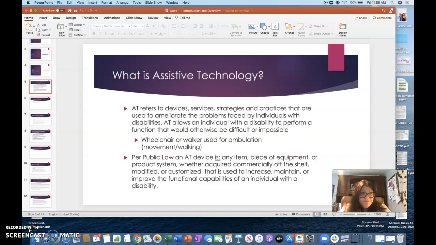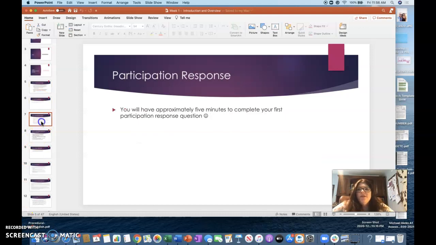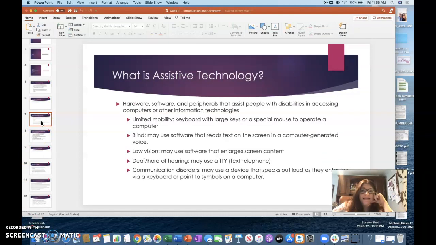There is public law that defines an AT device as any item, piece of equipment, product, system, whether it's commercially available off the shelf, if it's modified, customized, or even created and generated by us as practitioners, that will be used to increase, maintain, or improve the functional capabilities of an individual with a disability. So when we look at that, we look at what is assistive technology. When I talked about those devices or products that are commercially available, it's hardware, software, peripherals that assist individuals with accessing computers or other information technologies.